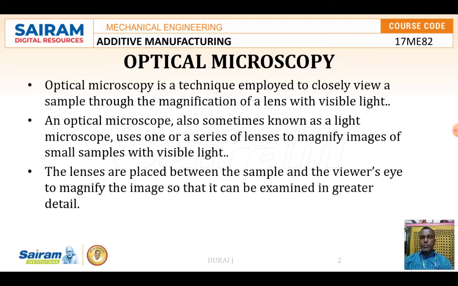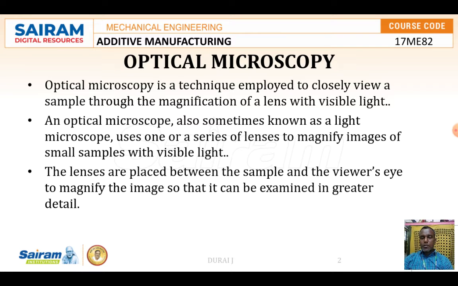So in this video we are going to discuss the optical microscope. Normally, very small or tiny particles we are not able to see with our normal eyesight. So we can see them with the help of some devices. That device is called a microscope. With the help of the microscope we can look from the micron level into the nano level particles.